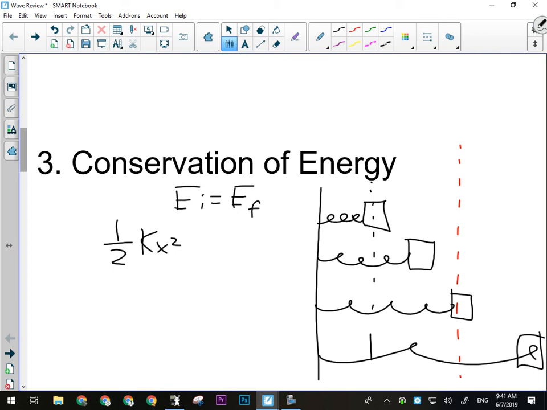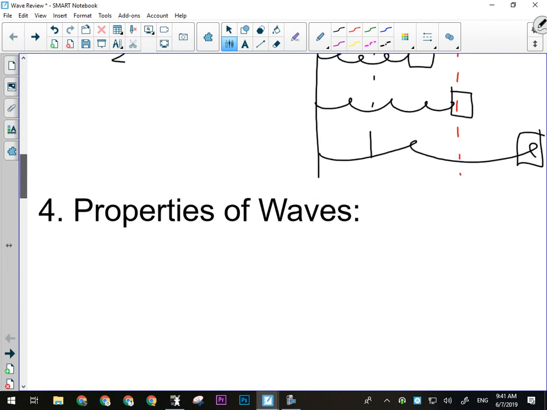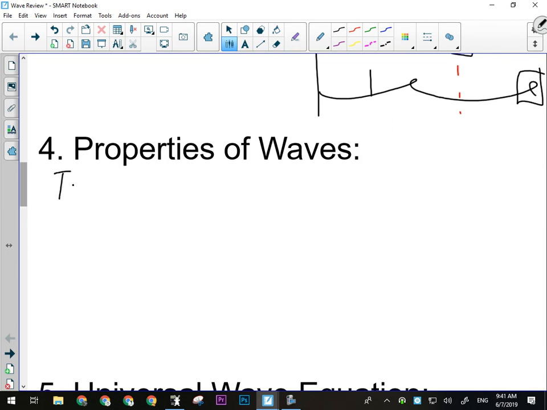Okay, questions on conservation of energy. Okay, then we went to properties of waves. About waves, there are two kinds. We have transverse and we have longitudinal.